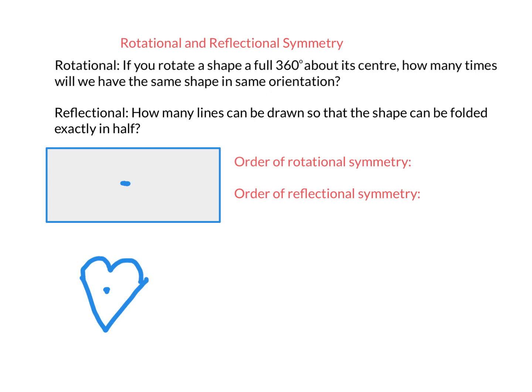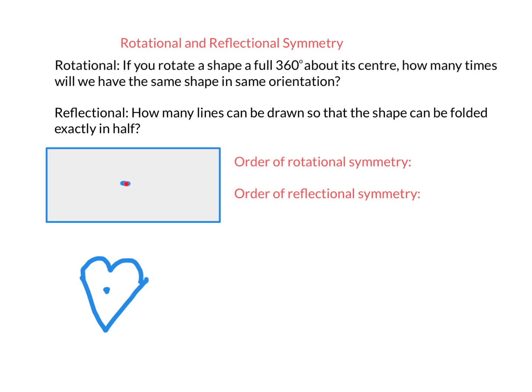Remember, orientation is the way it faces. We want not only the same shape, but we want it to be facing and located in the same place. Reflectional symmetry, you're asking how many lines can be drawn so the shape can be folded exactly in half. So let's look at this shape here, which is a rectangle. Firstly, we're going to look at rotational symmetry.